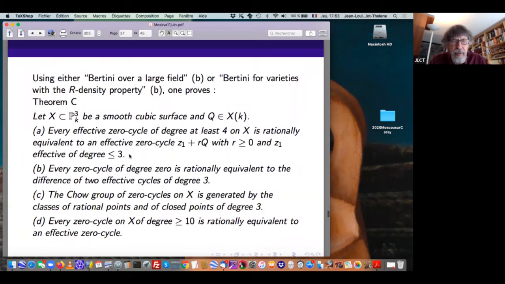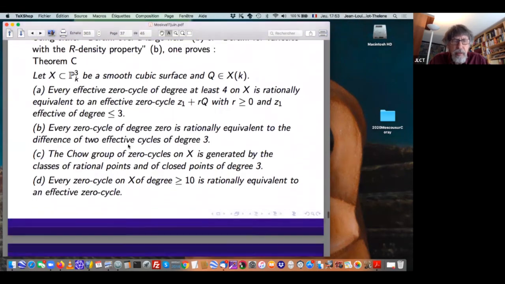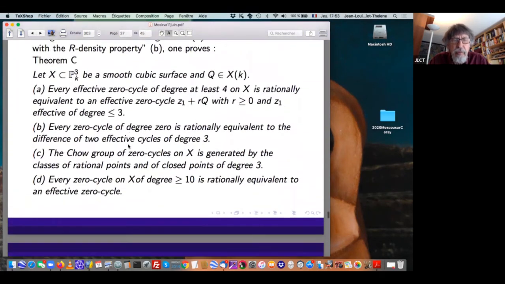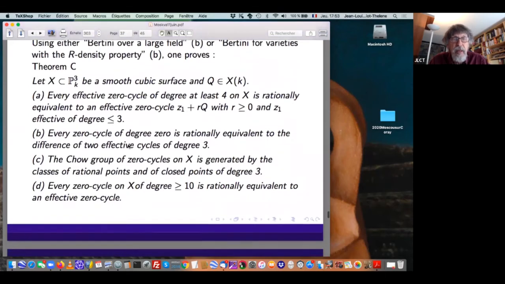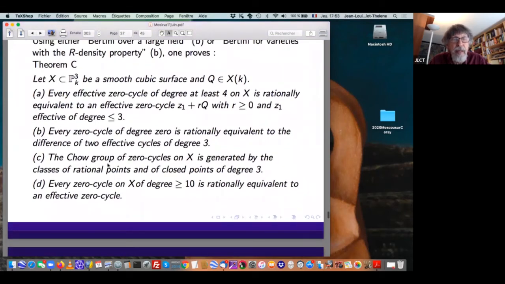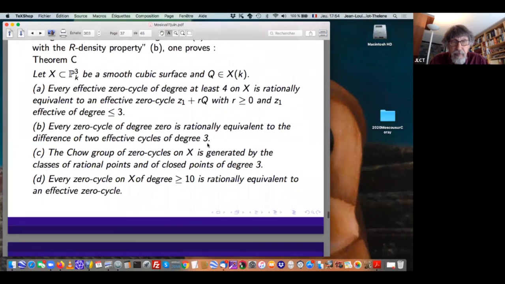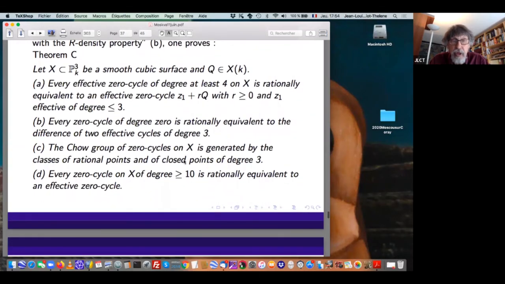So for statement A, do I say something about the proof? No, I don't say anything about the proof now. I'll say something about it afterwards. So A implies very easily B and C. B: every zero cycle of degree 0 is rationally equivalent to the difference of 2 effective cycles of degree 3. C: the Chow group of zero cycles on X is generated by classes of rational points and of closed points of degree 3.